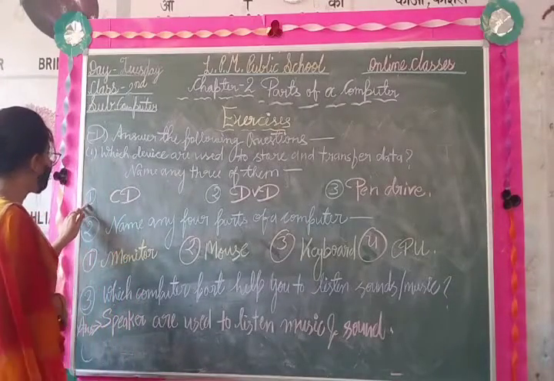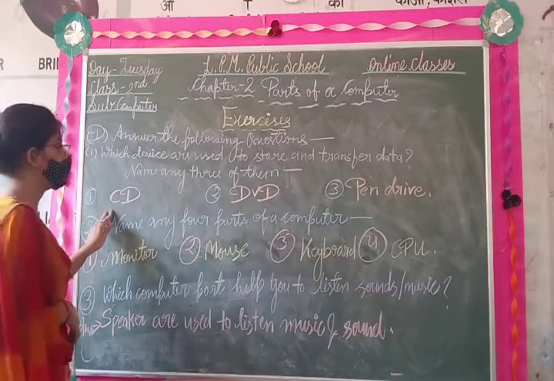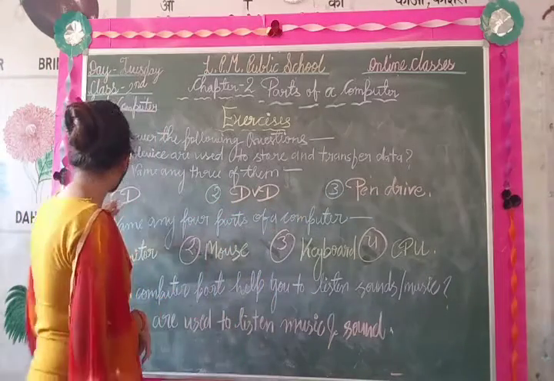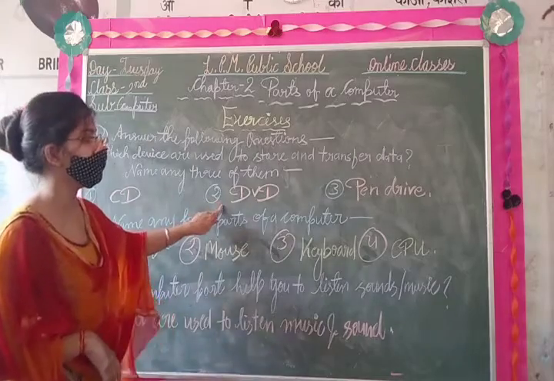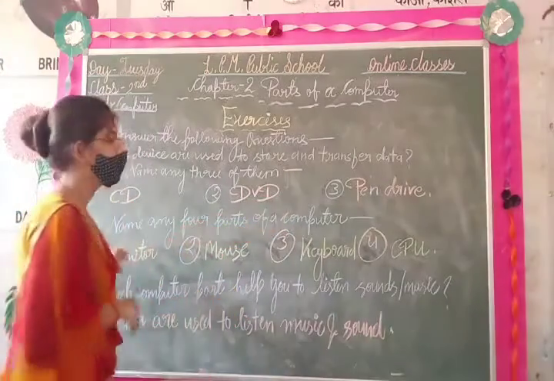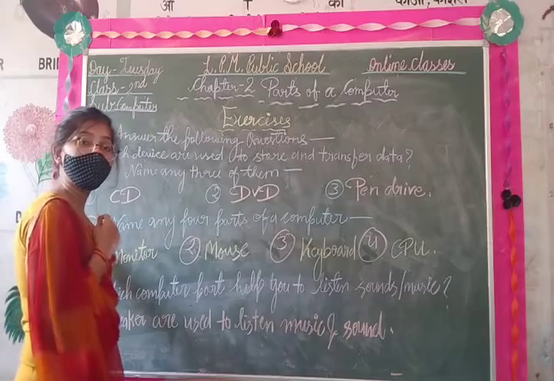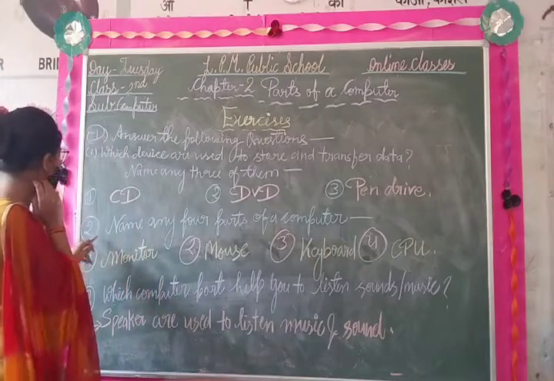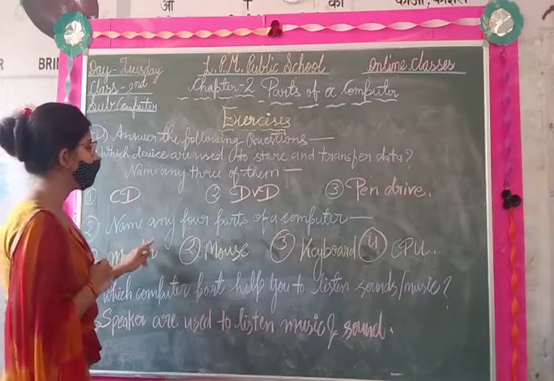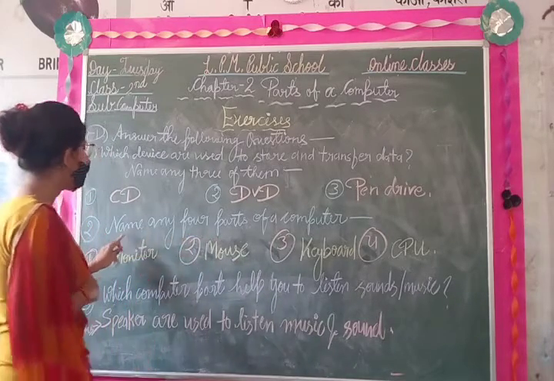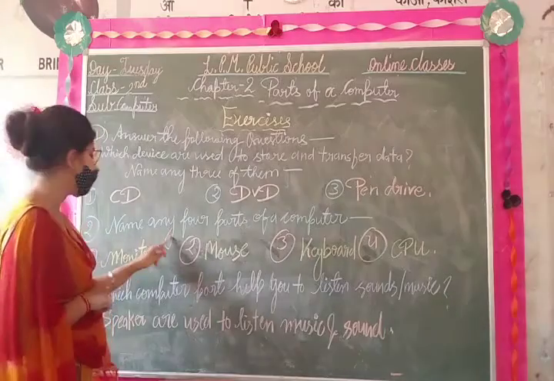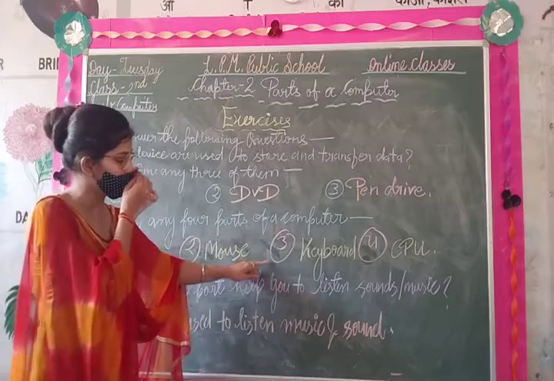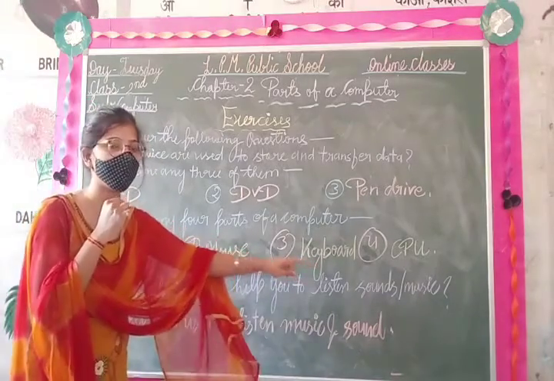Answer number first is CD, second DVD, third pen drive. You know very well a pen drive stores a lot of information. Now question number second: name any 4 parts of a computer. Number first is monitor, number second is mouse, number third is keyboard, number 4 is CPU.